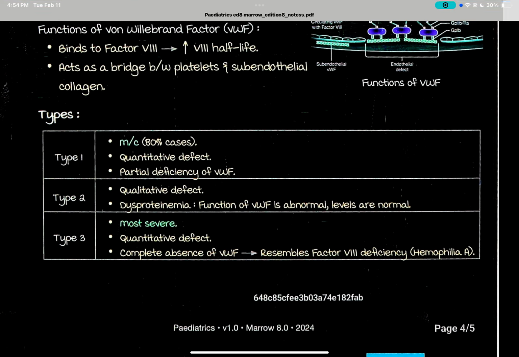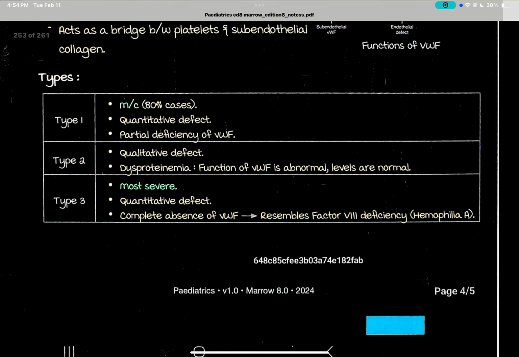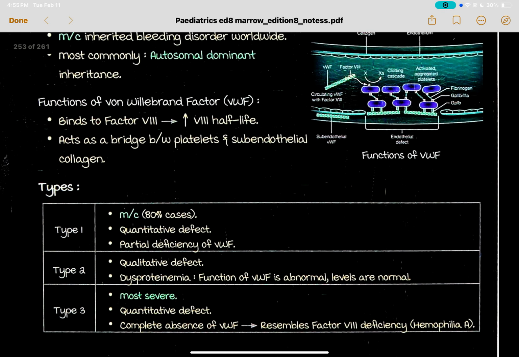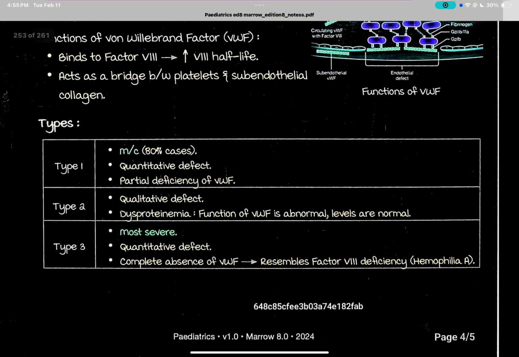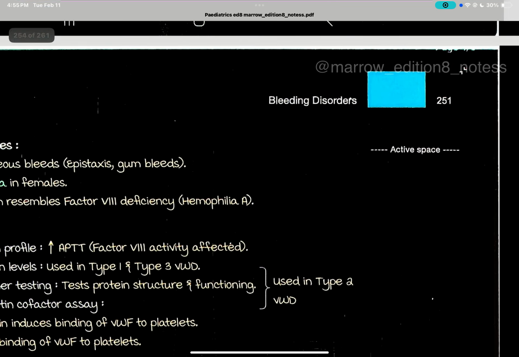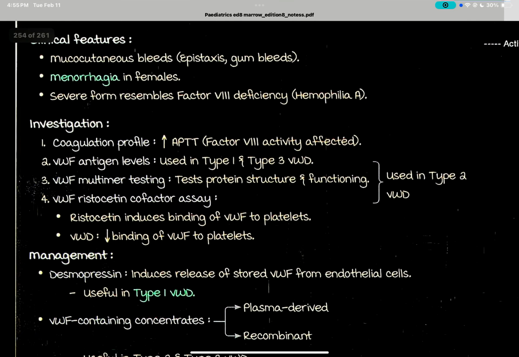Type 2 is a qualitative defect, dysproteinemia, function of von Willebrand factor is abnormal, levels are normal. Type 3 is most severe, quantitative, complete absence of von Willebrand factor, resembles factor 8 deficiency, hemophilia A. Clinical features: mucocutaneous bleeds, epistaxis, gum bleeding, menorrhagia in females.